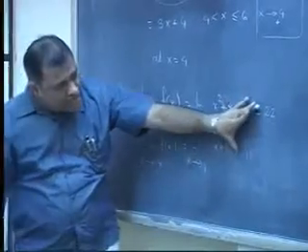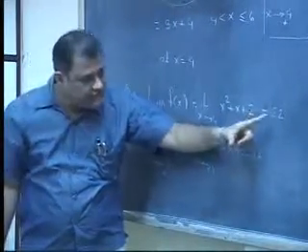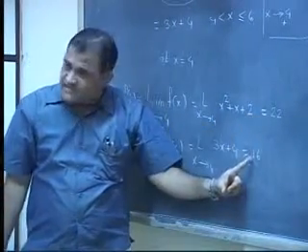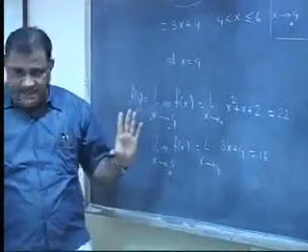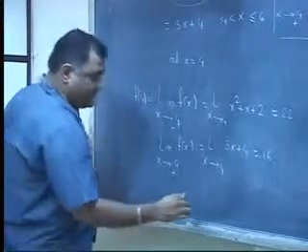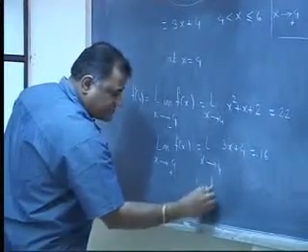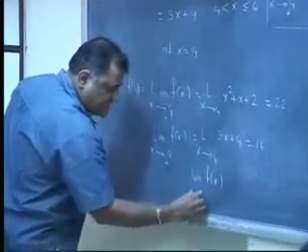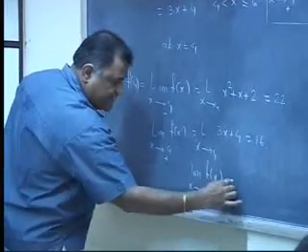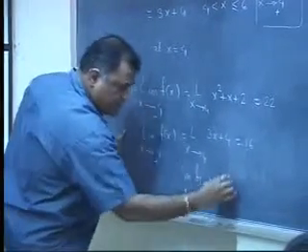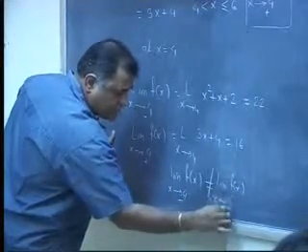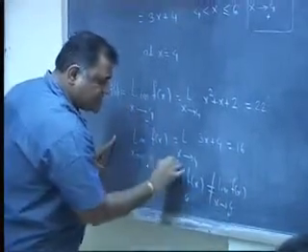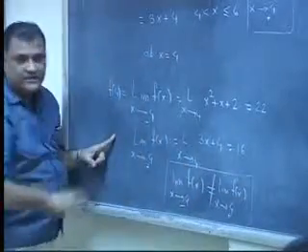So these two values are unequal. The first value is 22, the second value is 16. They are unequal, therefore the function is discontinuous. So your final statement will be: the limit of f(x) as x tends to 4 from the negative side is not equal to the limit of f(x) as x tends to 4 from the positive side, hence the function is discontinuous.